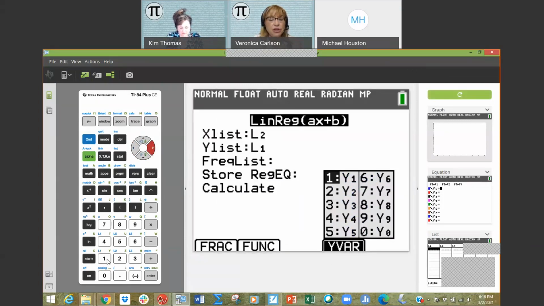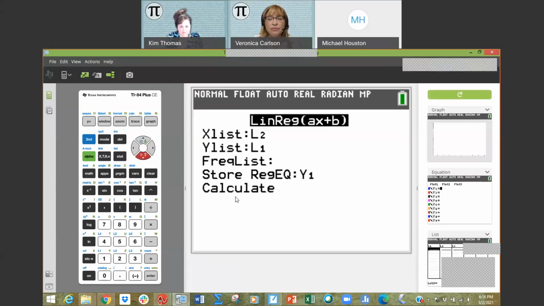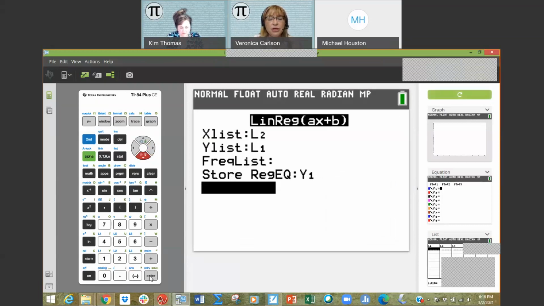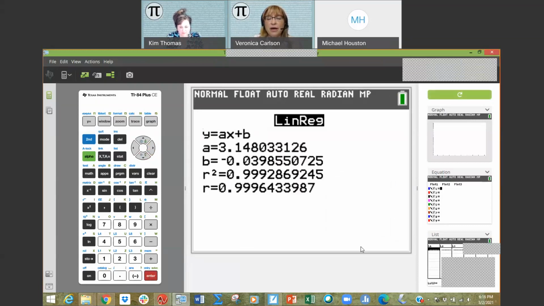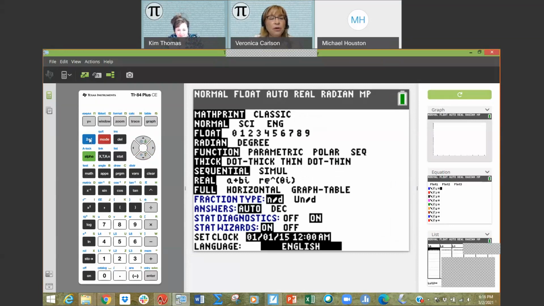So I'm going to push number 1, and then tell it to calculate that regression. I'm going to push enter, and voila. You can see that my slope is pretty close to 3.14. And then I do have correlation coefficient information on, and I'd like to show you how you could turn that off if you want to. You go to mode.